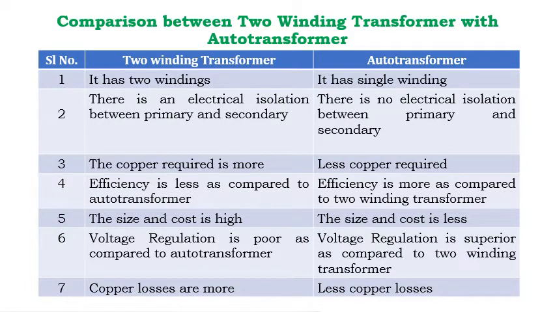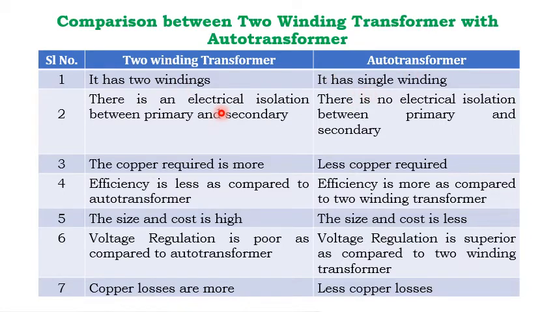Now let us discuss the comparison between two winding transformer and auto transformer. Here I will make two columns. One column I represent as two winding transformer, another column as auto transformer. As the name itself indicates, a two winding transformer consists of two windings. An auto transformer consists of a single winding.